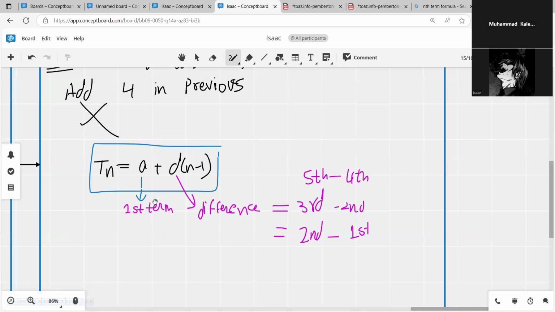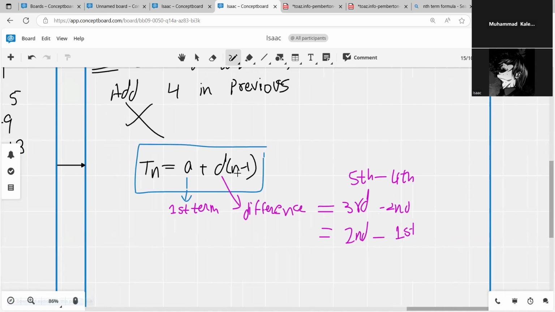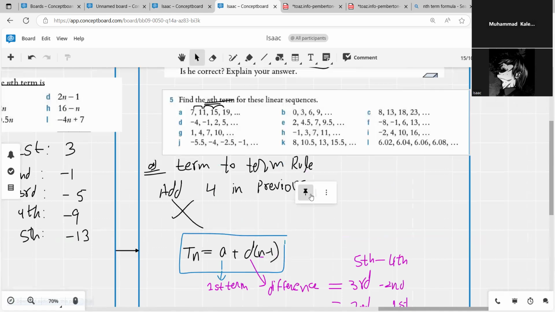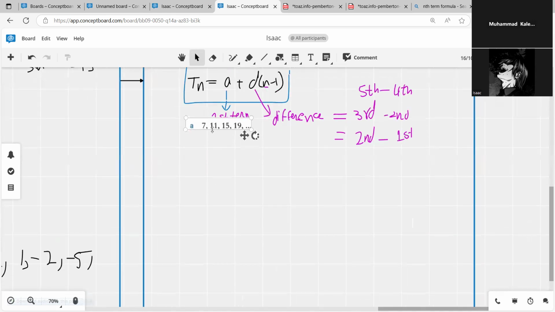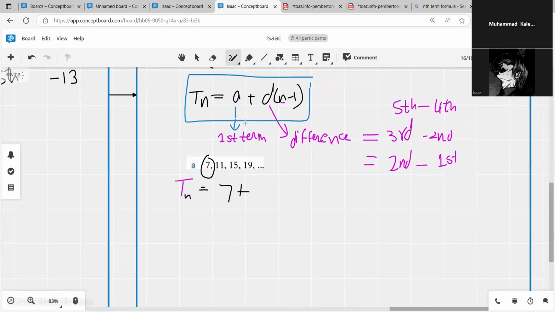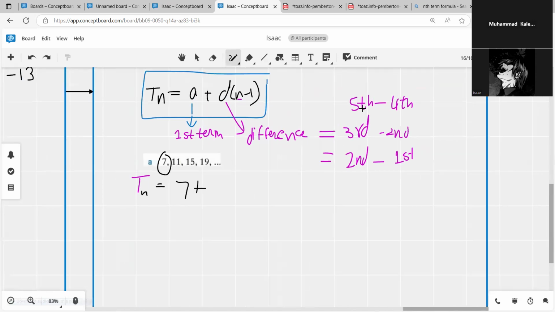First term is very clear from the pattern. n will be written as it is. So then you will get the formula. If we are going to find the nth rule for part A, here I have to use the formula that I already wrote above. So for this one, Tn will be equal to 7 plus, why did I write 7? Because firstly I have to write the first term, right? First term plus, what is the difference? How can I calculate the difference? I already told you.